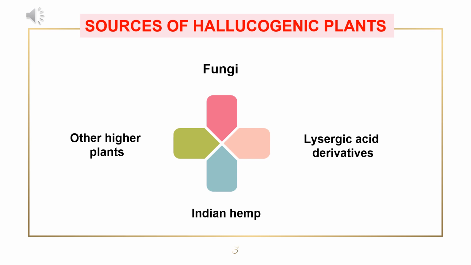Some common sources of hallucinogenic plants are fungi, lysergic acid derivatives, Indian hemp, and other higher plants.